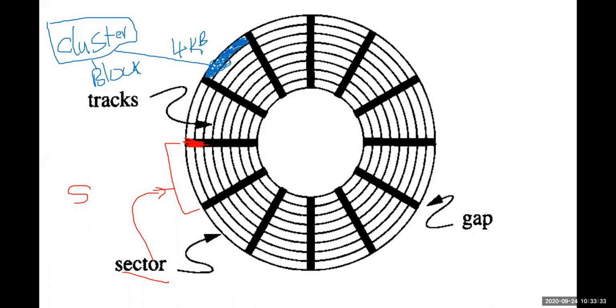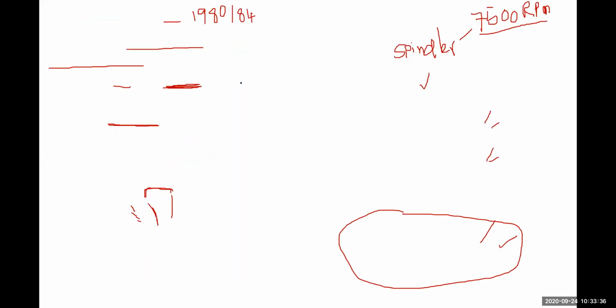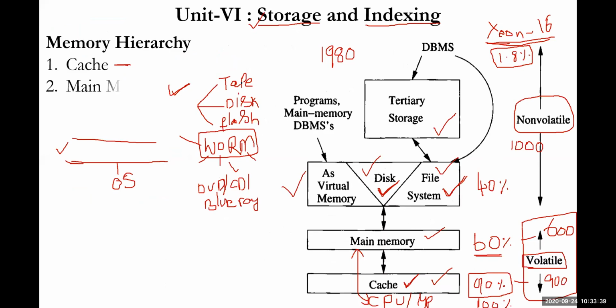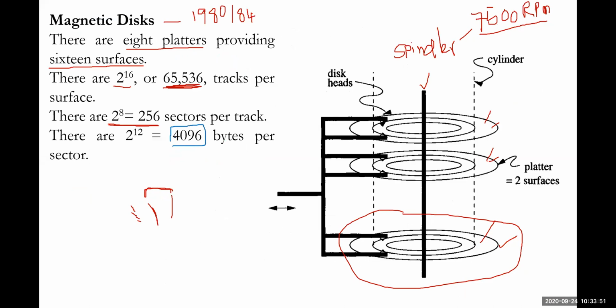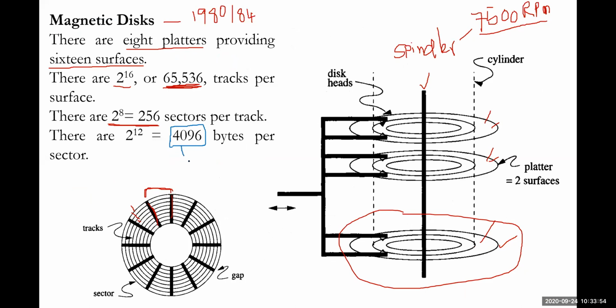This particular block has the capability to store 4096 bytes. 4096 bytes totally. What does it mean? It is 4 kilobytes. So each and every block which is going to be stored within the particular track and sector, the intersection of a track and sector, could store 4096 bytes. Okay. So this is what we have about the magnetic disk.